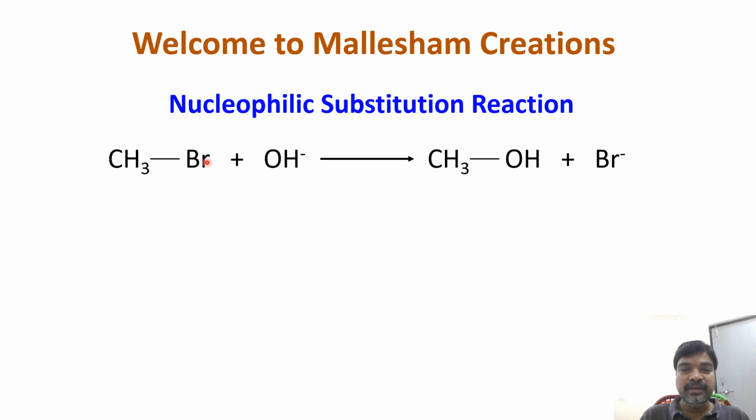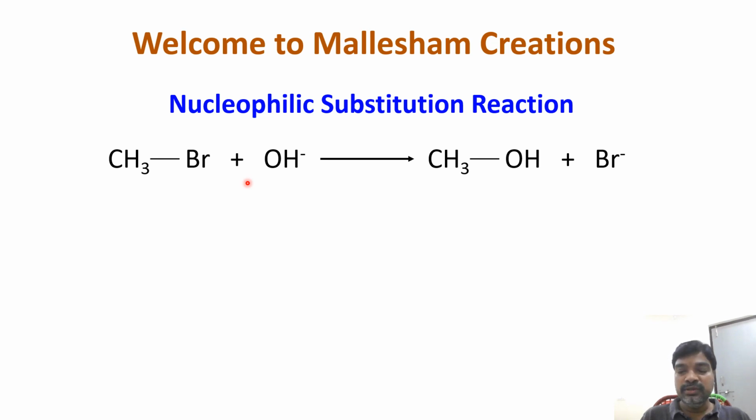That means what is happening? Br is replaced with the OH-. This is the example for nucleophilic substitution reaction. Therefore, first of all, what is substitution reaction? The replacement of one atom or group with another atom or group is called substitution reaction. If that atom or group is the nucleophile, then that is known as nucleophilic substitution reaction.